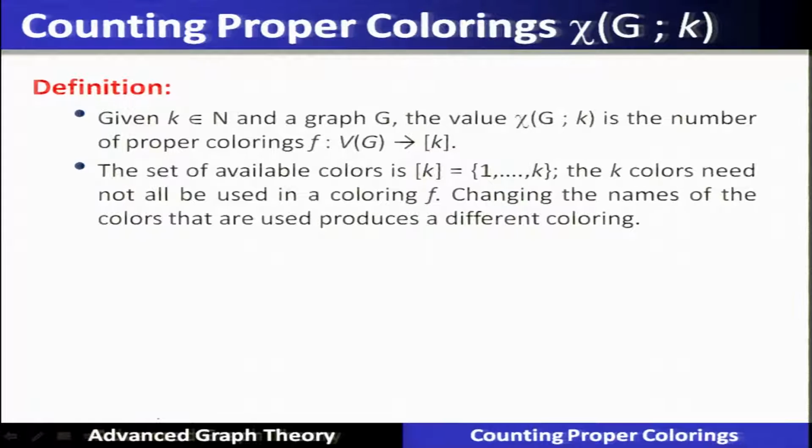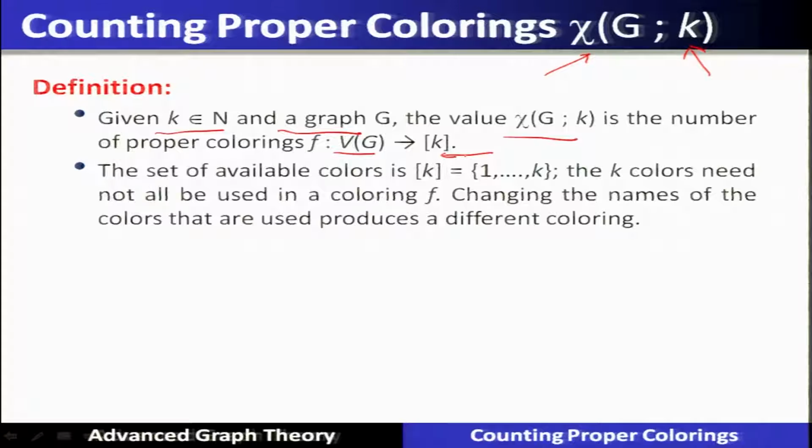Counting proper colorings is represented by a notation, chi of G comma k, where k is any natural number and G is a given graph. The value chi of G, k is the number of proper colorings. A proper coloring is represented by a function f which labels the vertices from a set of k labels. These labels are called colors because the values are not important. So, the set of available colors is k.